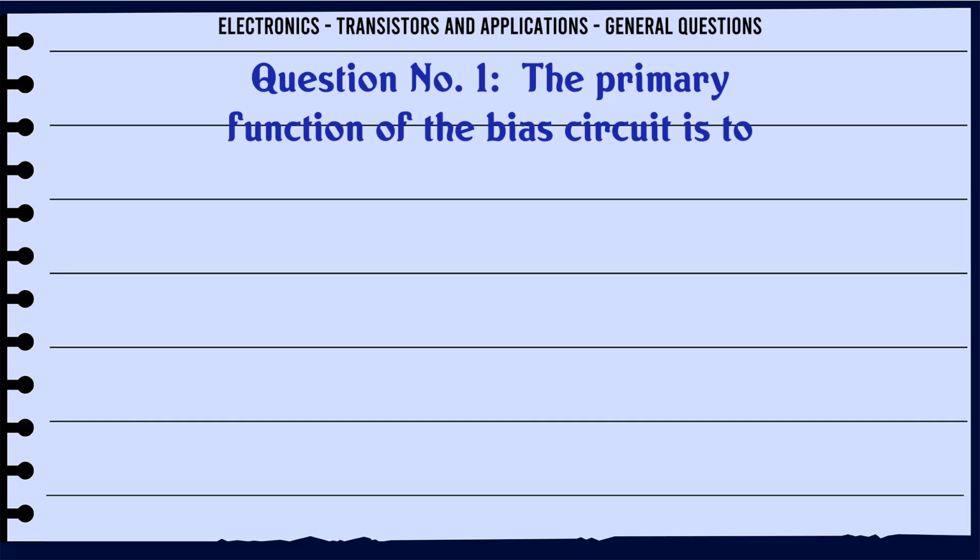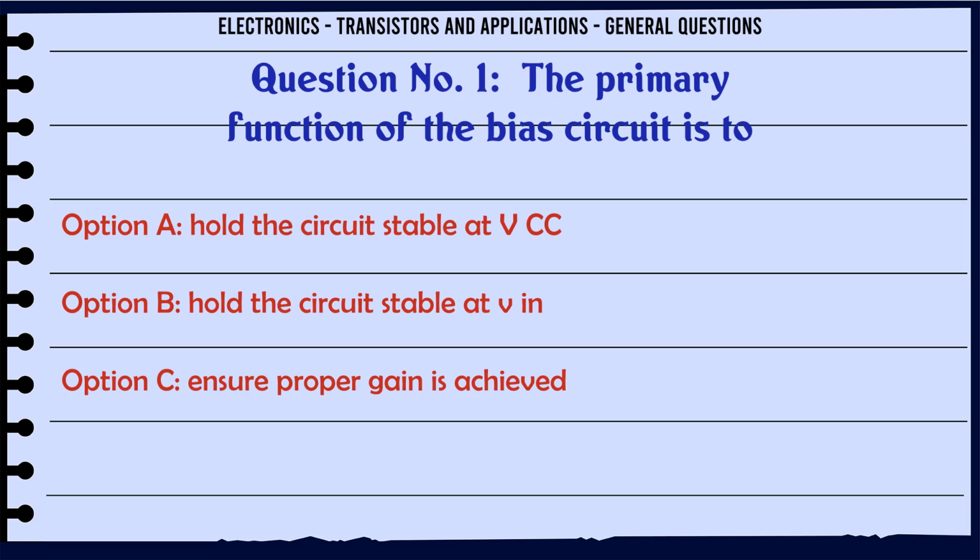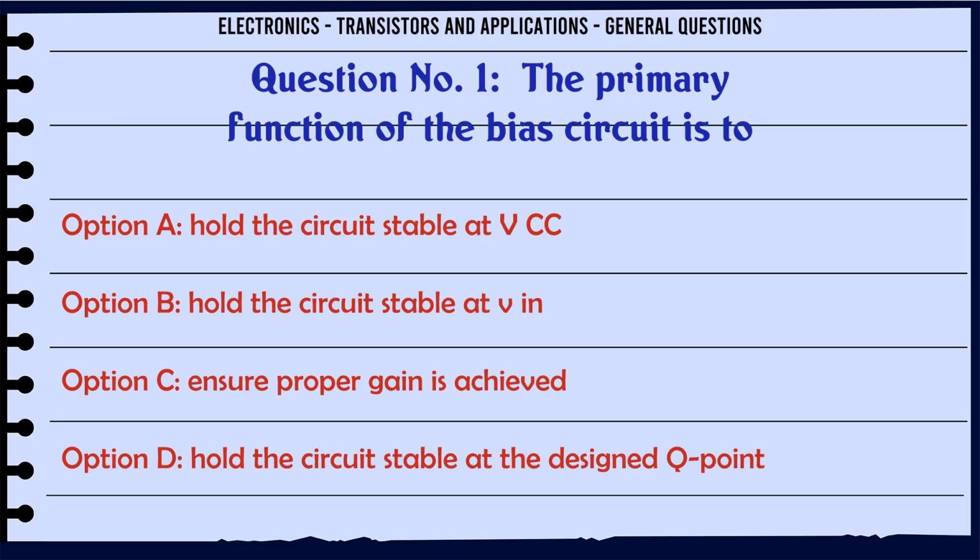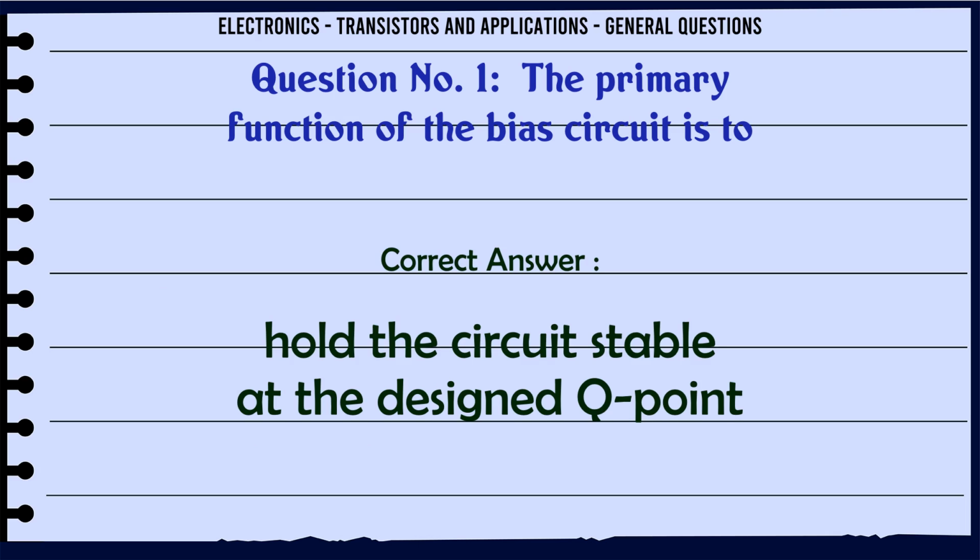The primary function of the biased circuit is to: A. Hold the circuit stable at VCC. B. Hold the circuit stable at V in. C. Ensure proper gain is achieved. D. Hold the circuit stable at the designed Q point. The correct answer is hold the circuit stable at the designed Q point.